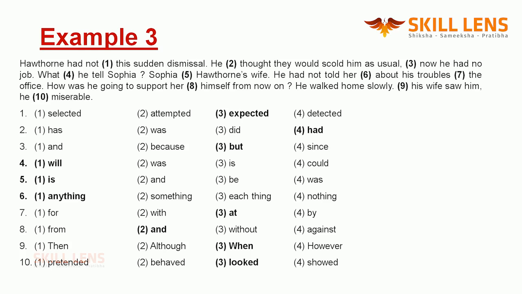Blank 9. He walked home slowly. When his wife saw him. When is the most appropriate word to be used for blank 9. When his wife saw him, he looked miserable. Okay. Miserable here is used as an adjective. So, you need to choose a word for blank 10 that is a verb. All the options given to us are verbs: pretended, behaved, looked, showed. However, looked makes more sense because when the wife sees him, how does he look? Miserable. Right? So, looked makes more sense here to be the answer.